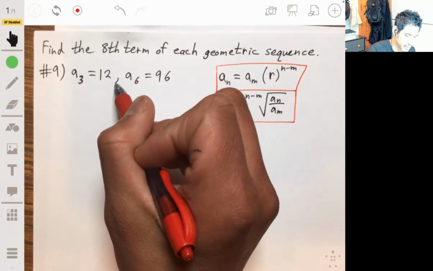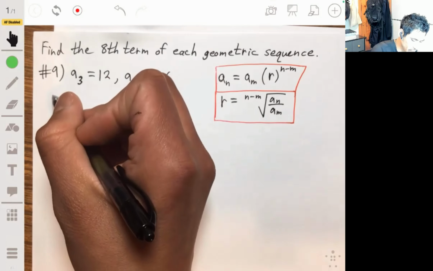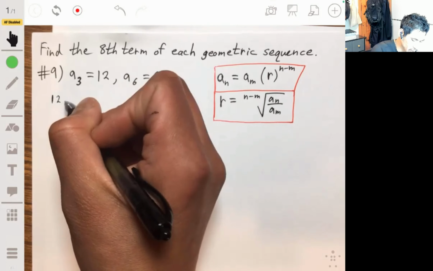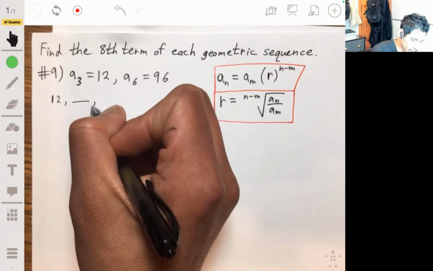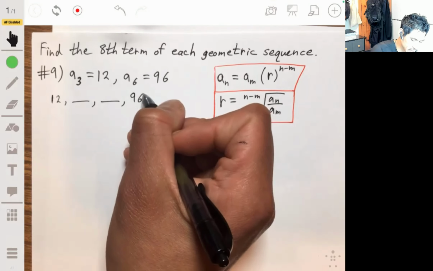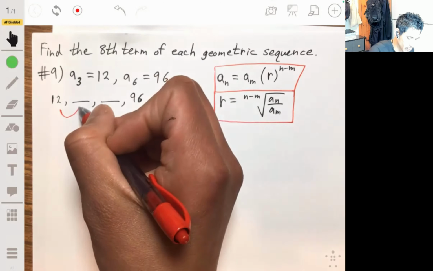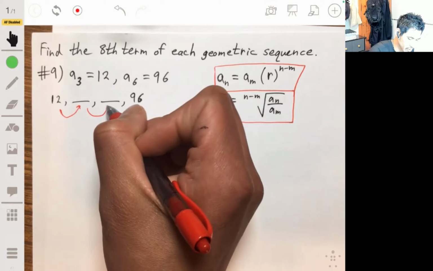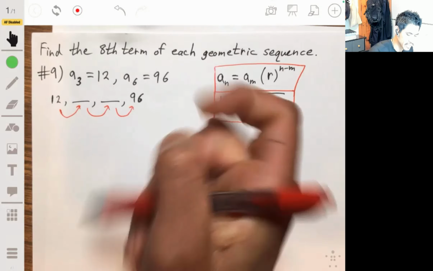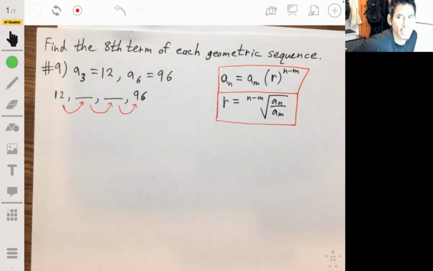Now, in this case, we're not given two terms in a row. We're given a3, so we're starting with 12. We don't have a4, we don't have a5, and we have a6 as 96. So we have to figure out what you're multiplying by each time. Now, you can always guess and check, and a lot of times in homework problems the values are easy to figure out.